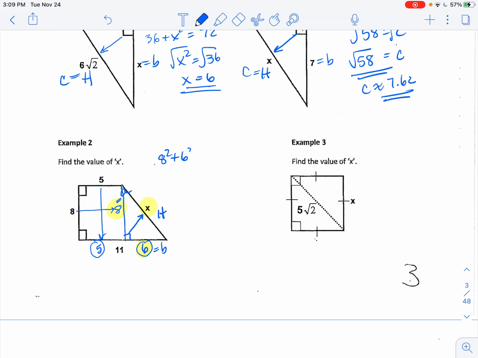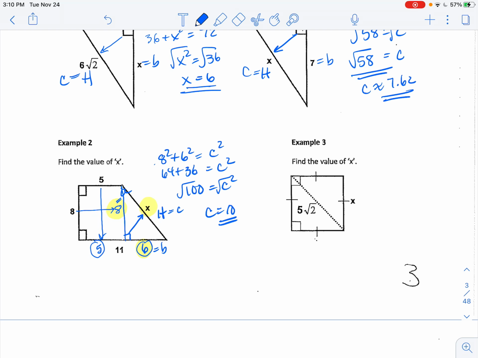I'm going to go ahead and call this guy A and this guy B. So A squared plus B squared is equal to C squared. Of course, your hypotenuse is C. So 64 plus 36 is equal to C squared. If I add those together, I get 100. And I take the square root, so C is equal to 10. And that's the value of x.